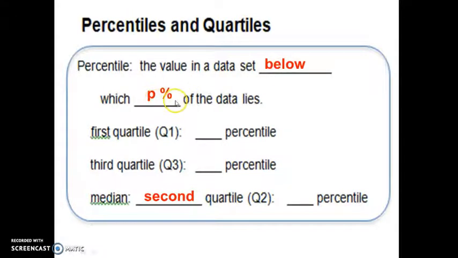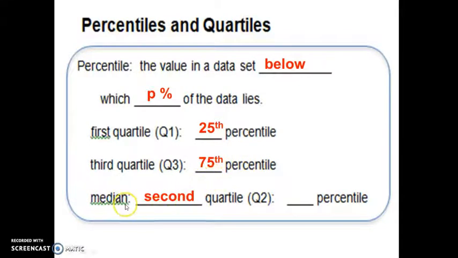Which p% of the data lies. For example, if you say the 80th percentile from that value and below it is 80% of the data. So the first quartile, as we remember, is 25% into the data. So this is also called the 25th percentile. And the third quartile, you might remember, Q3, is at the mark, which is 75% of the way into the data. So this is called the 75th percentile, because 75% of the data is below it and 25% is above.